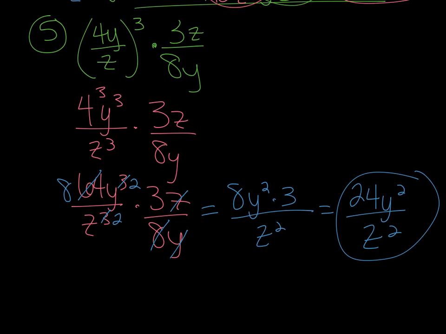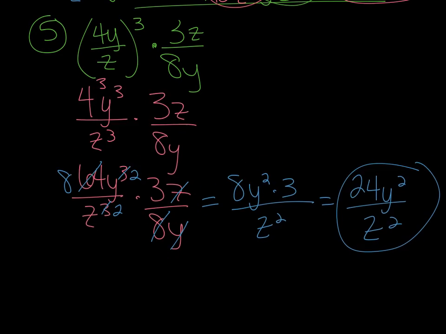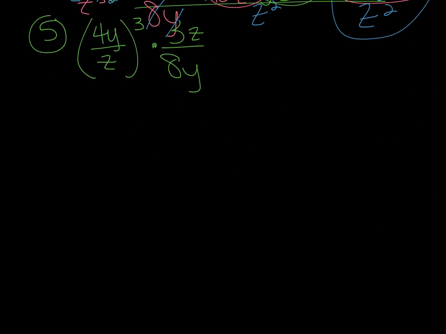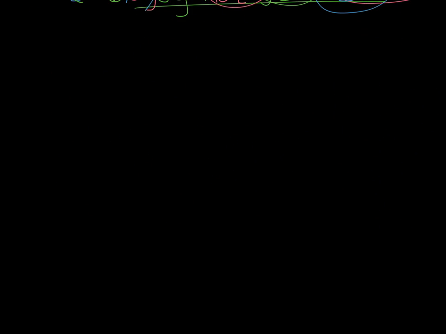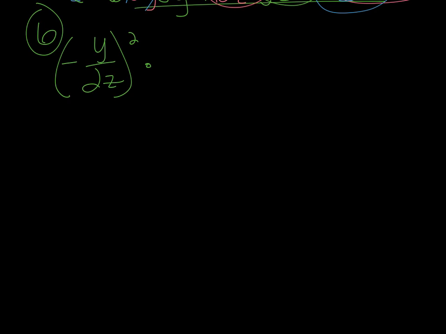I know, right? I've been trying to tell you guys this the whole time. Okay, I'm going to give you number 6 to try on your own. It's very similar to number 5, and then we'll move on to the super fun ones. You guys, I'm serious. You guys are just going to lose your mind. Okay, number 6, negative y over 2z. We're going to square that whole thing times negative 6z over y.